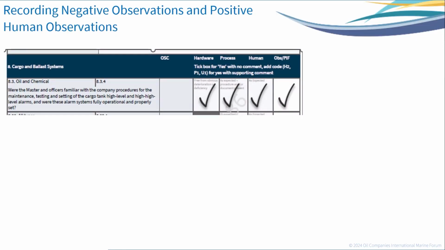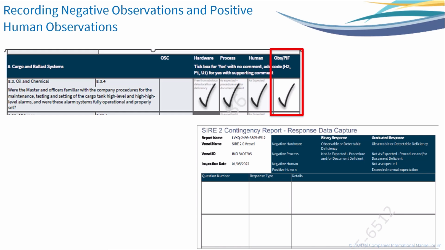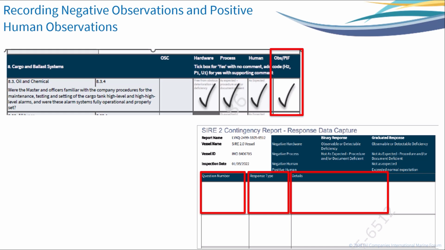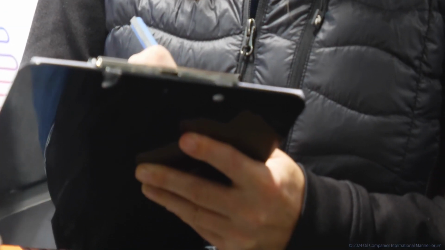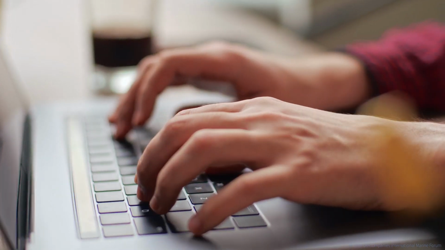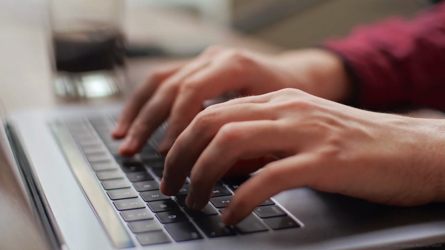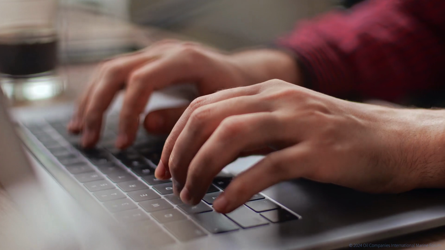Recording negative observations and positive human observations. Where a negative observation or positive human observation is required, the inspector should tick the OBS/PIF column and record the observation on the generic response data capture form. The inspector should record the question number, response type, and details of the observation so that it can be entered into the observation declaration document. The inspector would, by now, have used the printed paper-based questionnaires to complete the inspection on board and then transcribe the observations and comments from the response data capture sections to the online editor.